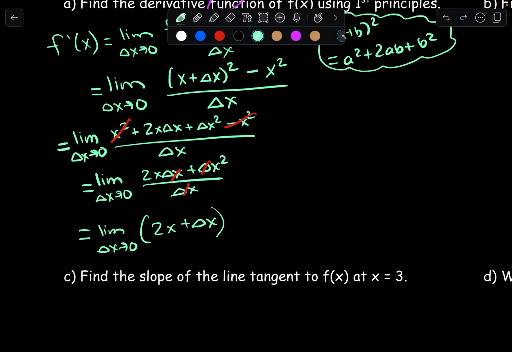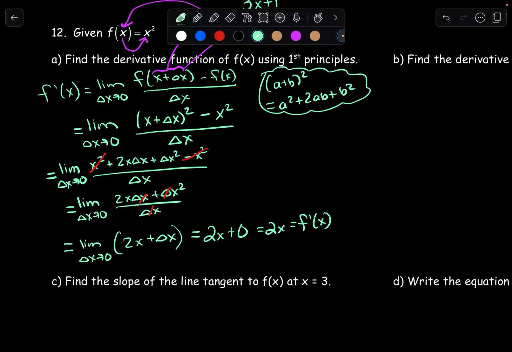Okay. All right, now we can do direct substitution. We have 2x plus 0, which is equal to 2x. Therefore, 2x is the first derivative of x squared. Okay, so this is how the limit process works.